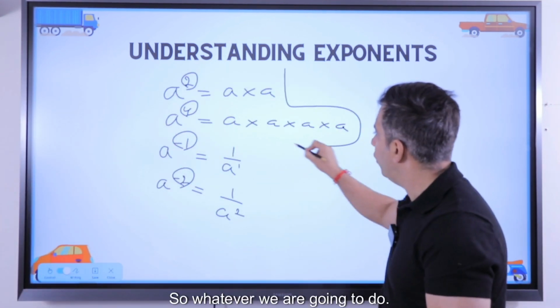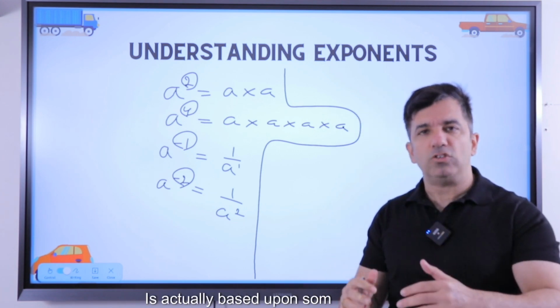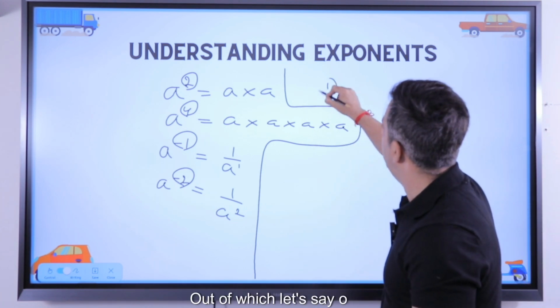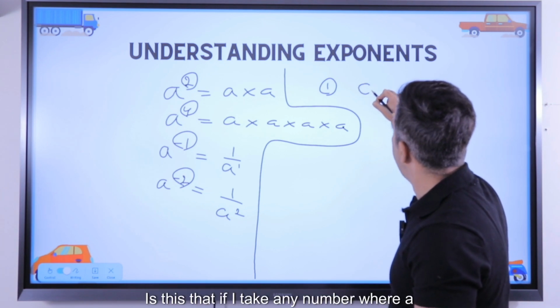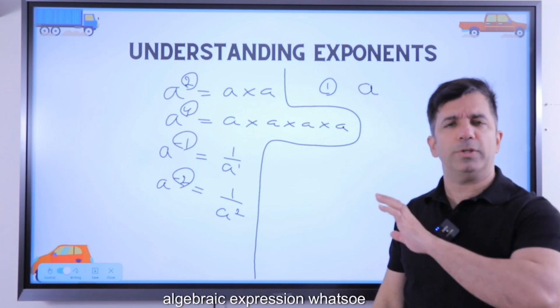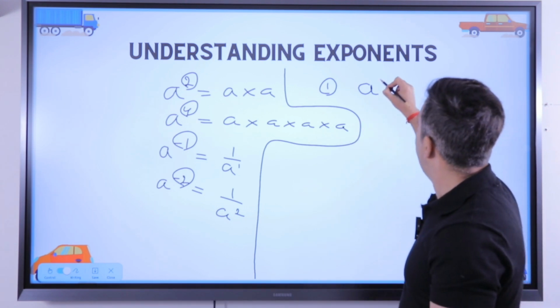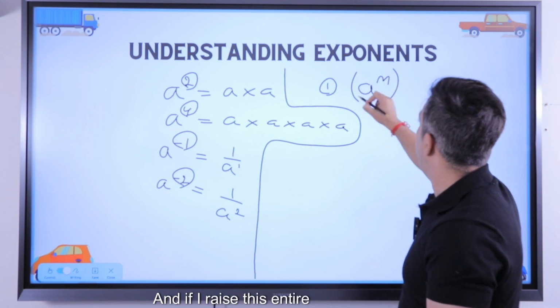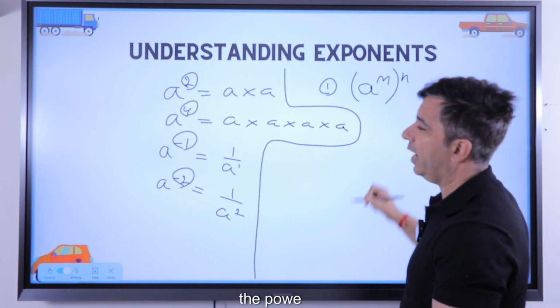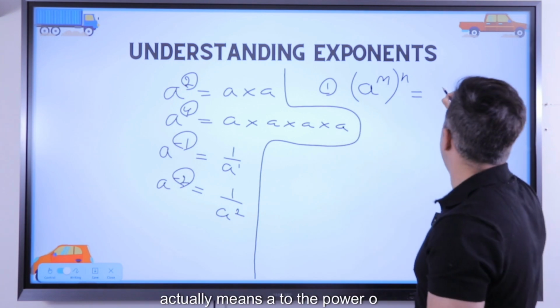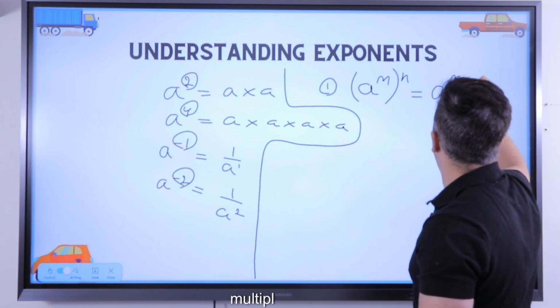Whatever we are going to do is based upon some very basic formulas, out of which one is this: if I take any number where a represents any number, any algebraic expression whatsoever, if a is having a power m, and if I raise this entire expression to the power n, so a to the power m whole to the power n actually means a to the power of m multiplied by n.